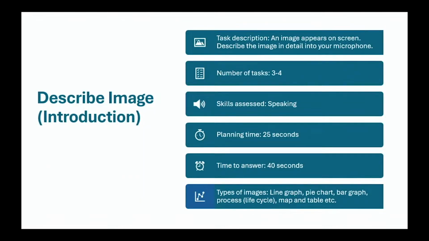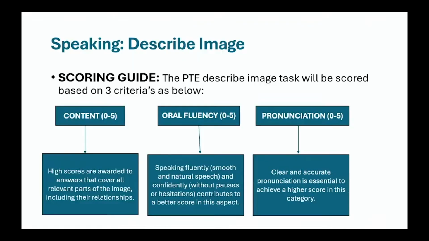So 3 or 4 tasks will be there. Only the speaking section is going to be assessed here. You only have 25 seconds for preparation and 40 seconds for your response. As I said, you're going to see different types of images in your real exam. So based on your content, your scores are going to be affected.